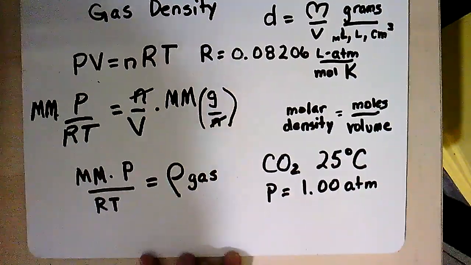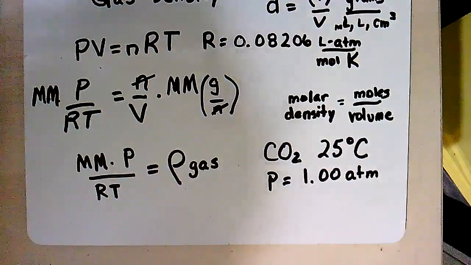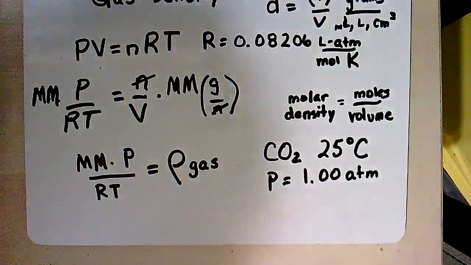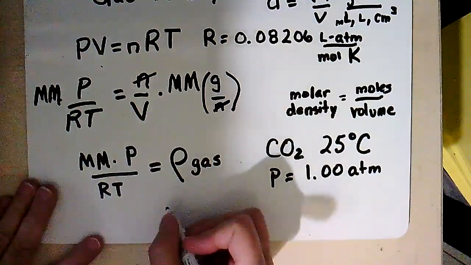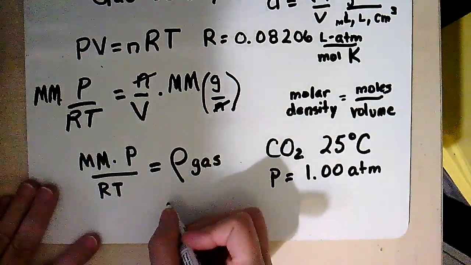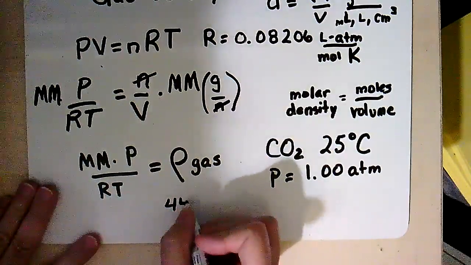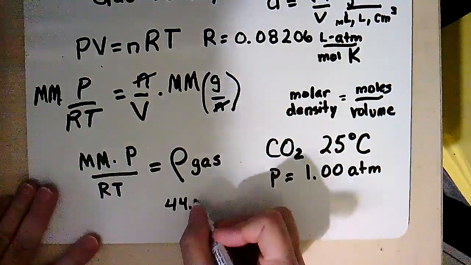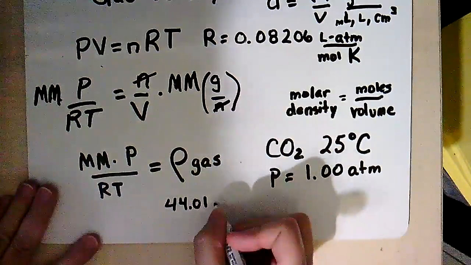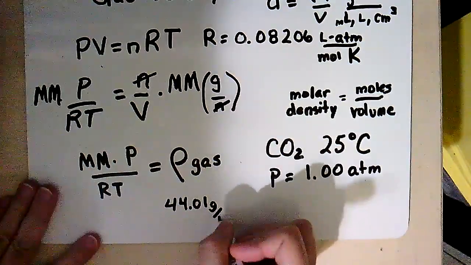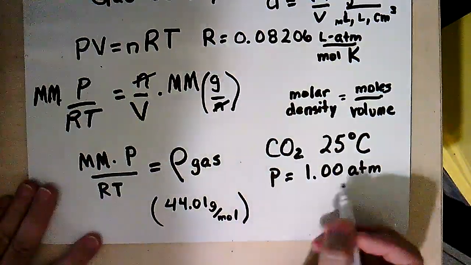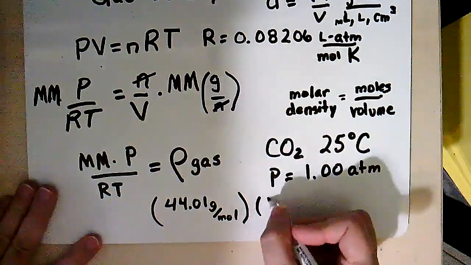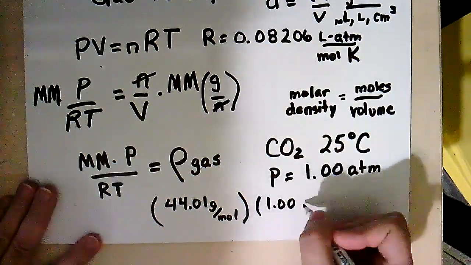So pause the video and try it for yourself, and then come back and see if you got the right answer. So to do this calculation, I'm first going to calculate the molar mass of carbon dioxide, and that is 44.01 grams per mole. Then I'm going to multiply it by the pressure, which is 1 atmosphere.